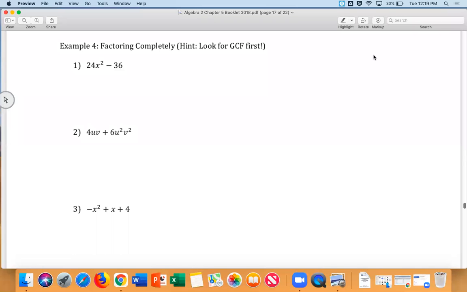All right, so 5-4, what is this? Part 3, I think. Yeah, part 3, because we had the GCF, then we had factor by grouping. So this is kind of like the review of both of those sections. So it says factor completely.